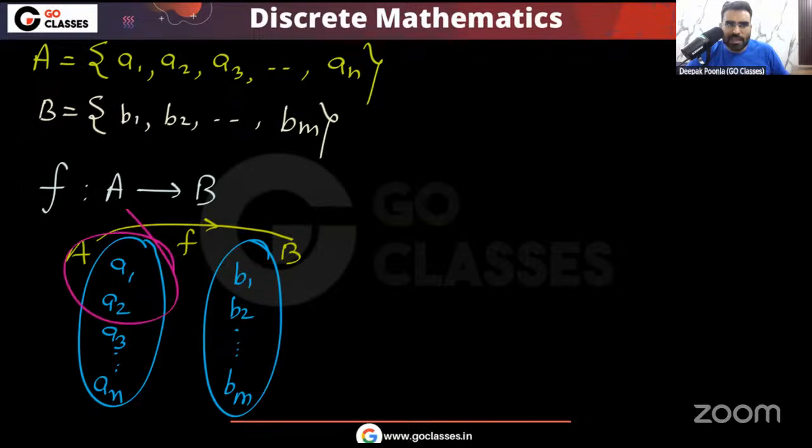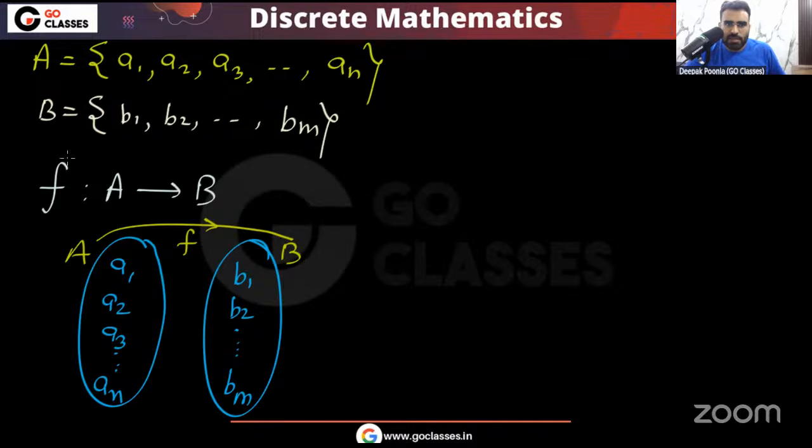Remember, different elements can map to the same element or to different elements. For example, this is perfectly fine. But you can see each element of the domain is mapping to exactly one element of the codomain. So from the domain point of view, each element will map to exactly one element of the codomain. But different elements can map to the same element or to different elements. So this is perfectly fine, no problem. This is the definition of function, you already know.